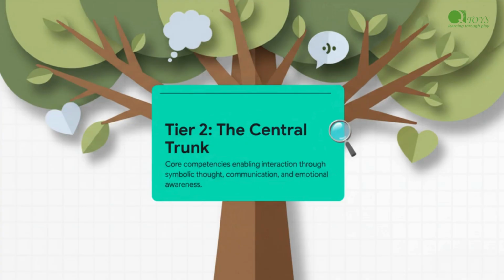And then, moving up, we get to tier 2, the central trunk. This part is so crucial. It's the bridge. These skills take all that raw physical ability from tier 1 and start connecting it to the world. We're talking about things like basic communication, starting to understand emotions, and just getting independent with daily tasks. They're the scaffold for everything that comes next.